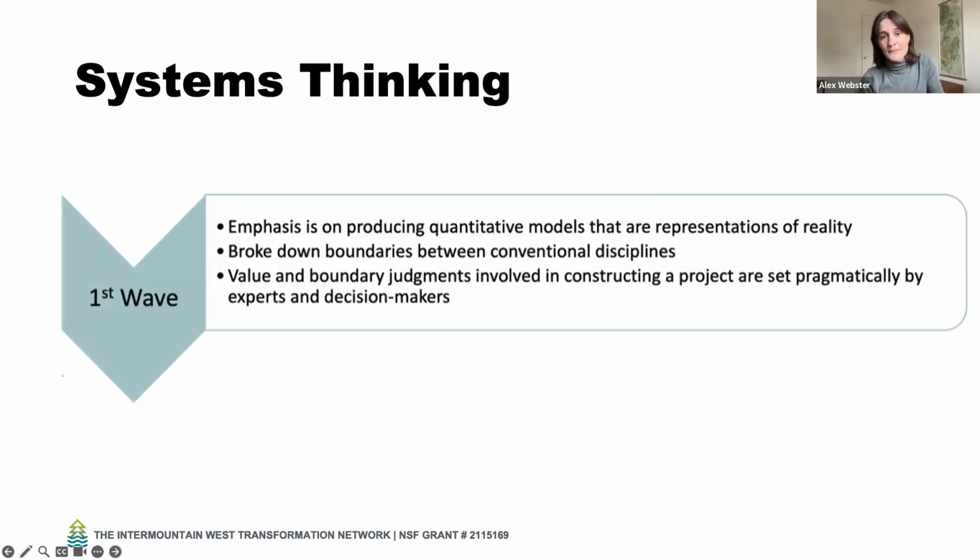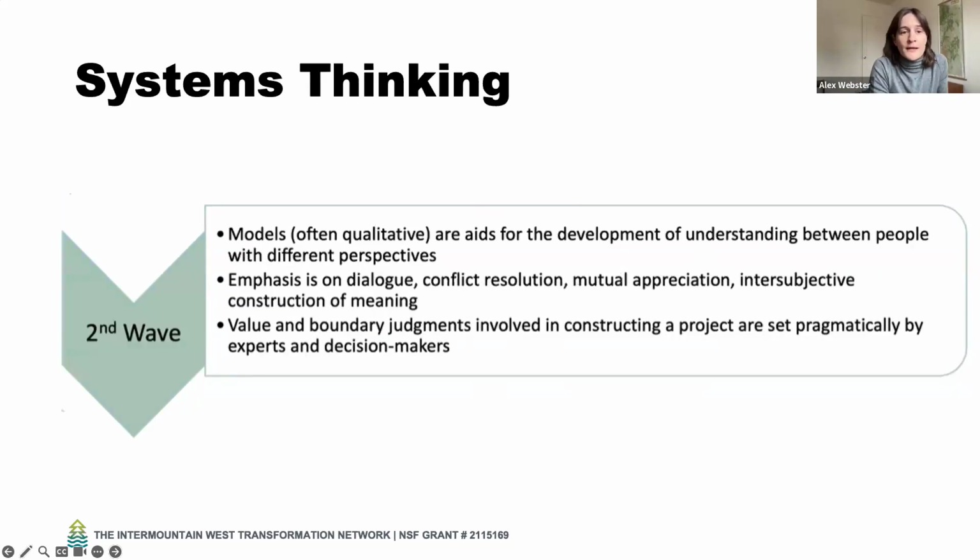early users of systems ideas tried to break down barriers between different more conventional disciplines by generalizing a set of unique modeling traditions from all those different disciplines into a common set of practices that they called systems thinking. And these practitioners emphasized producing more quantitative models designed to represent reality, and they made judgments about how to define the boundaries and scales of those systems and the scope of the modeling project as loosely defined experts on whatever the topic was. So we go to the next one.